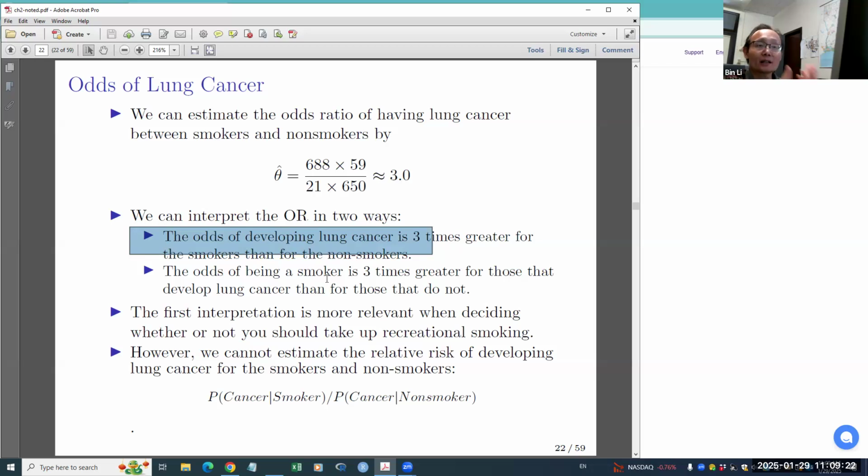So although the odds ratio can be interpreted in 2 ways, you don't have to do it in both ways. Choose the one that makes the most sense. So that's the art of interpretation.